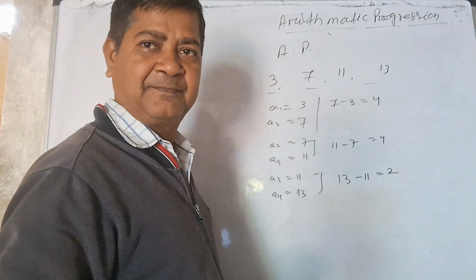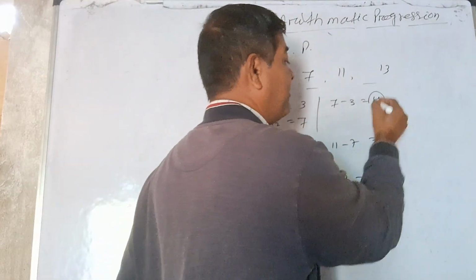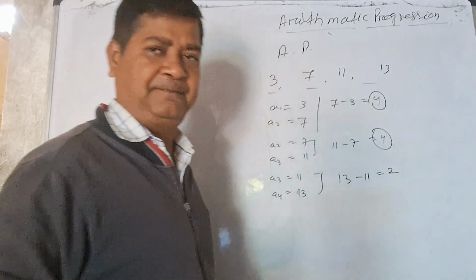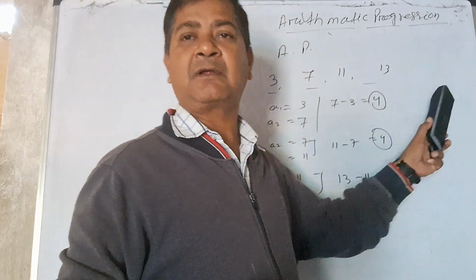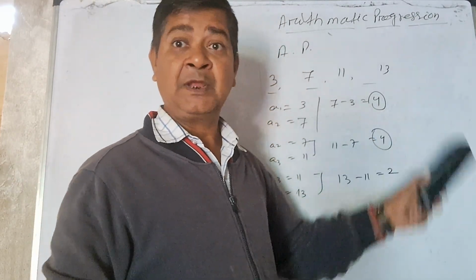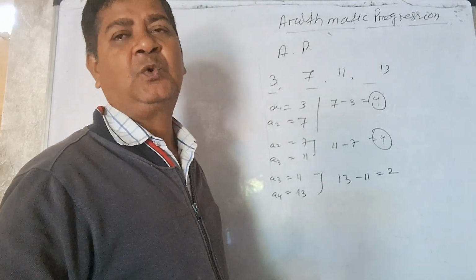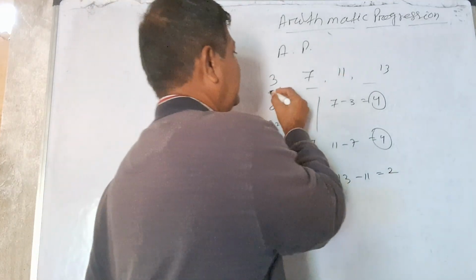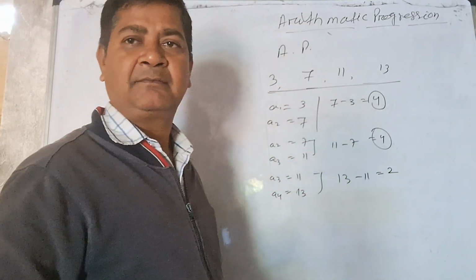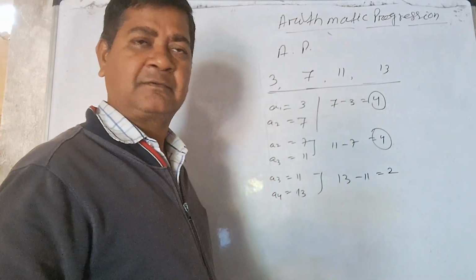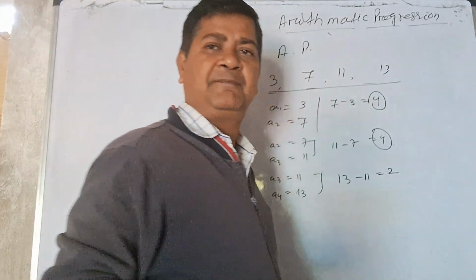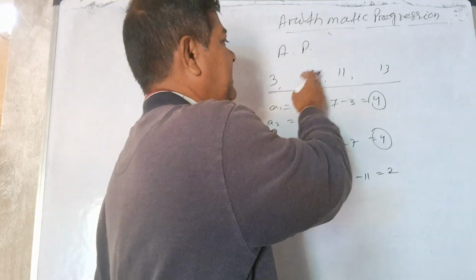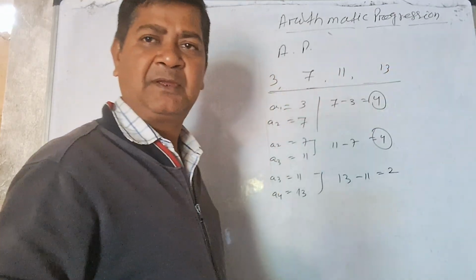That means the common difference that we say, the difference will be the same. If the difference is the same, then these terms are in AP. If it is not, then it is not in AP. 3, 7, 11, 13 are not in AP.